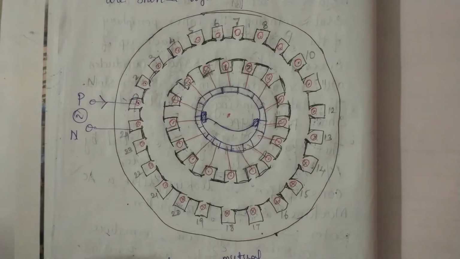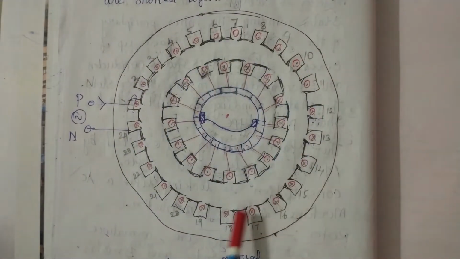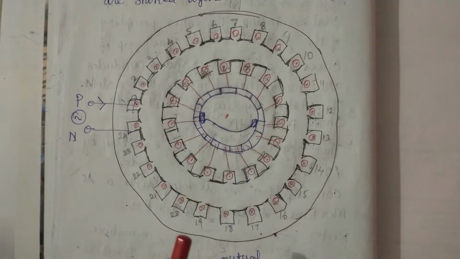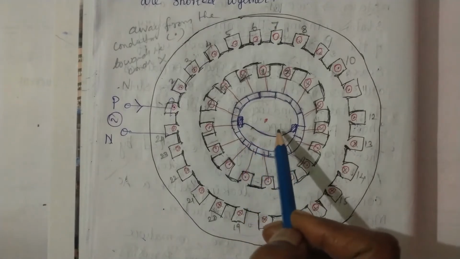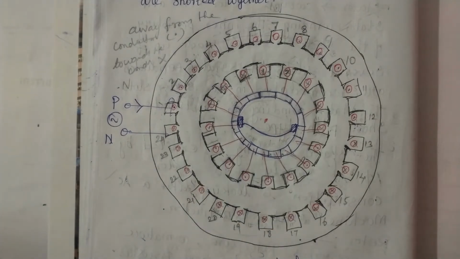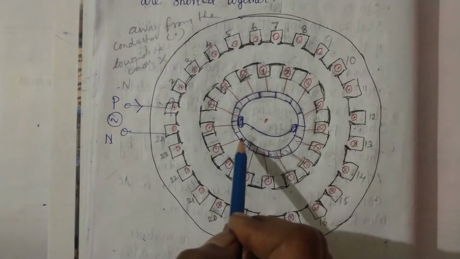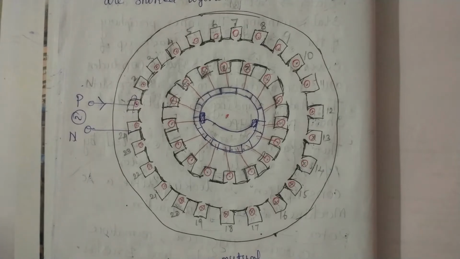Therefore, constructionally, the repulsion motor is a combination of a single phase induction motor and a DC motor. The single phase induction motor configuration is followed on the stator side, and the DC motor configuration is followed on the rotor side. The brushes are shorted together by a low resistivity conducting material. That is the main difference from the conventional DC motor armature construction. It also works on the principle of electromagnetic induction and repulsion.